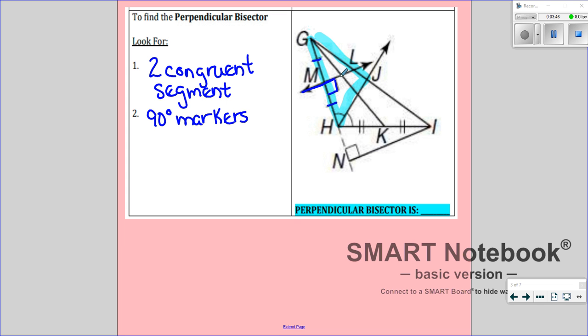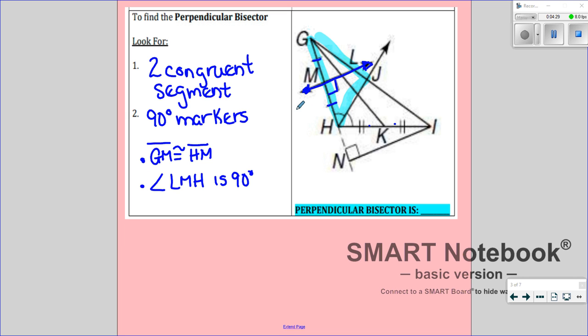So that means this is my perpendicular bisector. Because the properties for it is that there's 2 congruent segments and a 90-degree marker. This has 2 congruent segments, but there's no 90-degree marker there, so this fits the bill. So then I'm going to put that GM is congruent to HM. And then I'm going to put angle LMH is 90 degrees. So I got those 2.